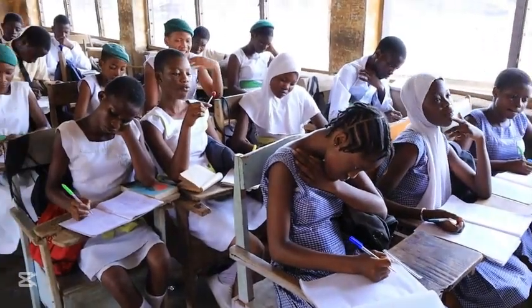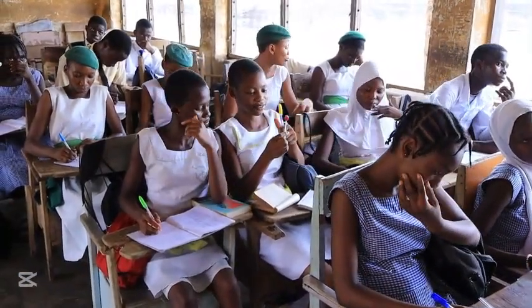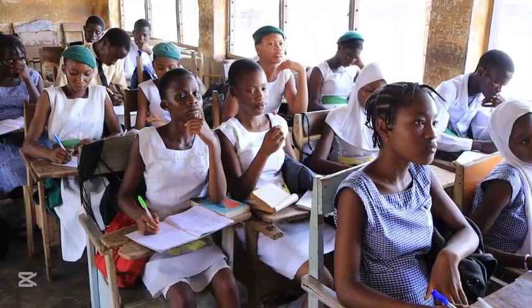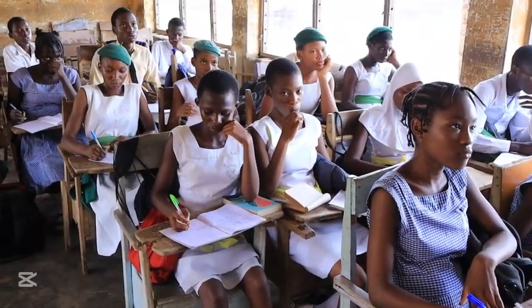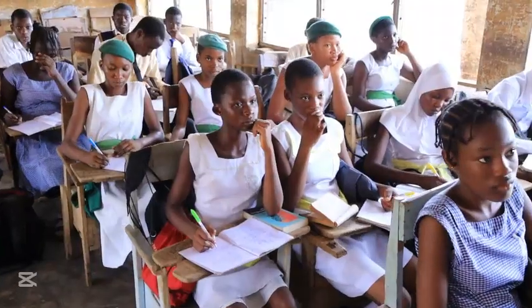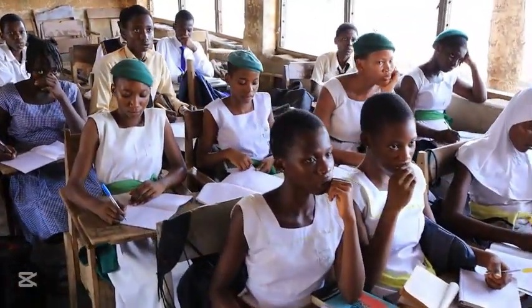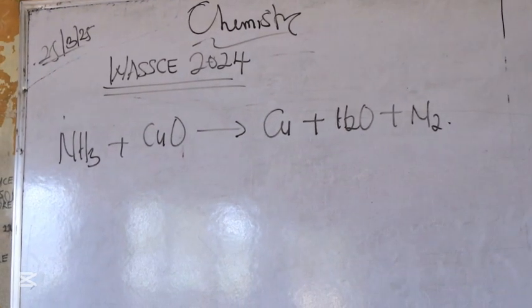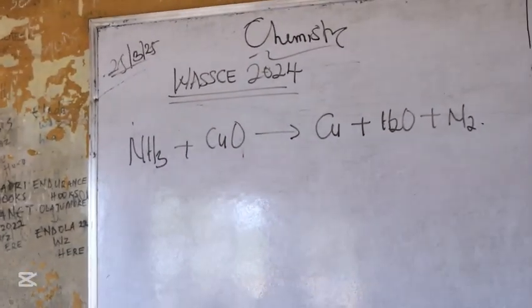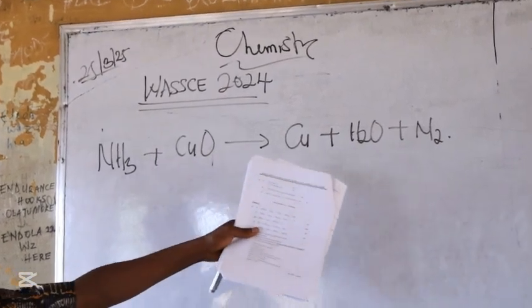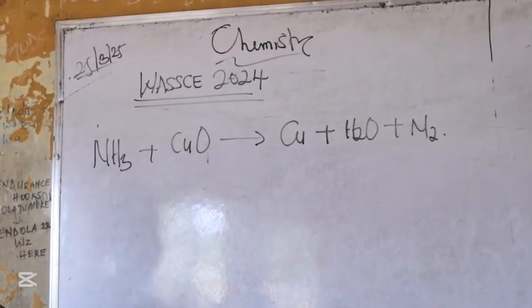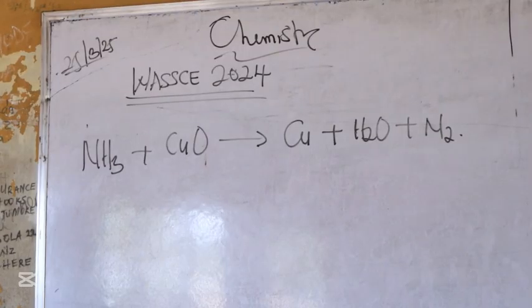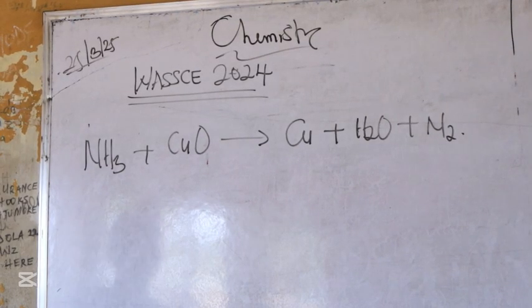So we have ammonia gas. The reaction is with copper 2 oxide. It will give us copper, and water. So the products of the reaction between copper 2 oxide and ammonia are copper, water, and nitrogen gas. That is one of the ways to prepare nitrogen gas in the laboratory. Is this equation balanced? Then let us balance it.